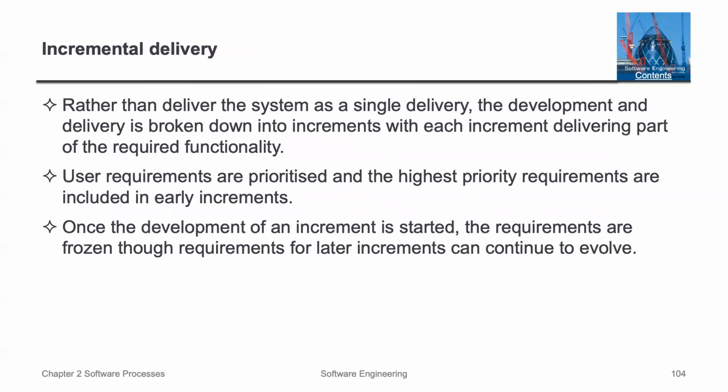In terms of incremental delivery, rather than deliver the system as a single delivery, the development and the delivery is broken down into increments, with each increment delivering part of the required functionality. User requirements are prioritized, and the highest priority requirements are included in early increments. Once the development of an increment is started, the requirements are frozen, though requirements for later increments can continue to evolve.